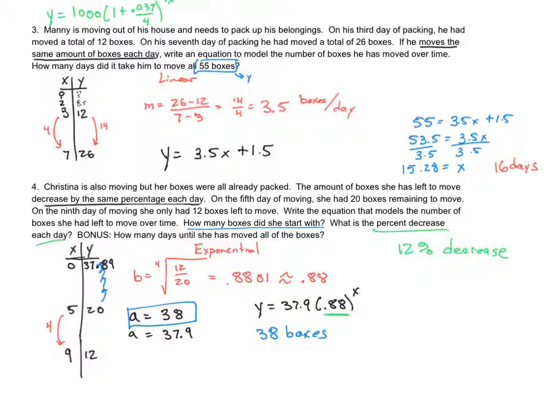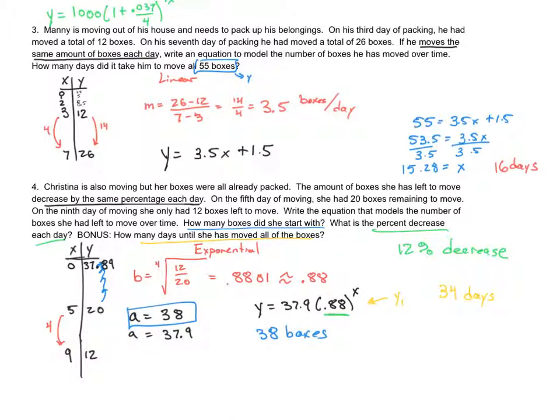And then the bonus question is how many days until she has moved all of the boxes. And so this would be an example where I would type this into my calculator into Y1 and continue to go down that table until I find where you have an output of a value less than 0.5 so that you would round down to 0. And if you're looking at your table, you're going to have to go down quite a ways. And it looks like at 34 days, on my calculator, I see 0.49096, which would round down to 0.